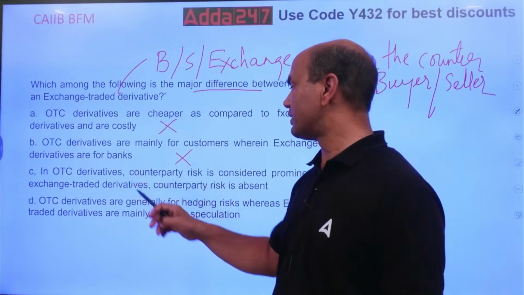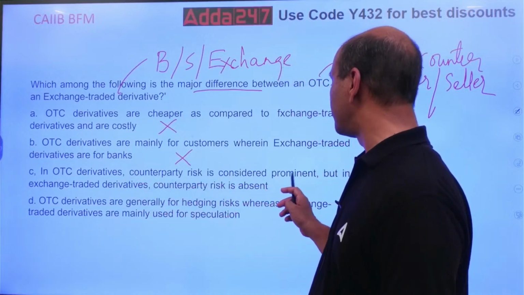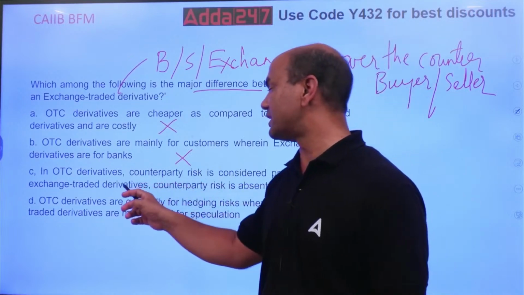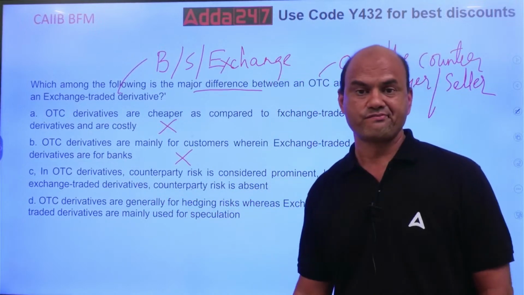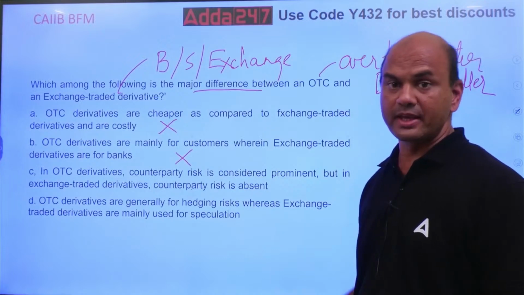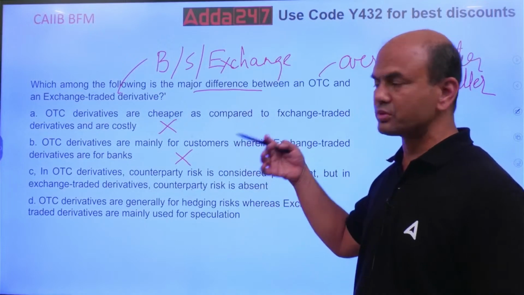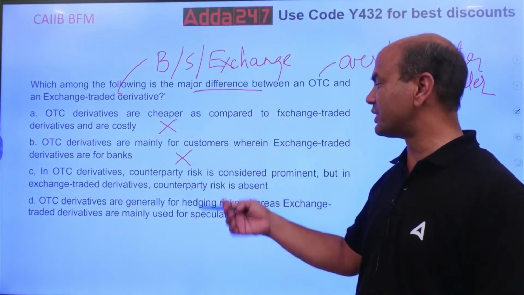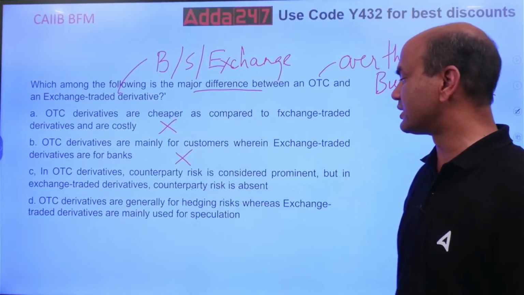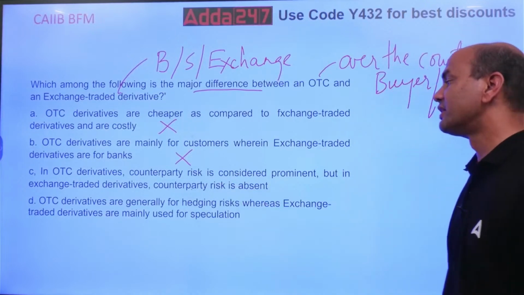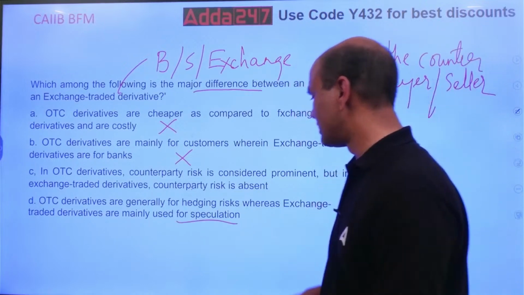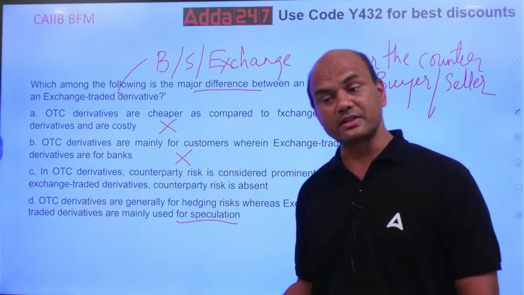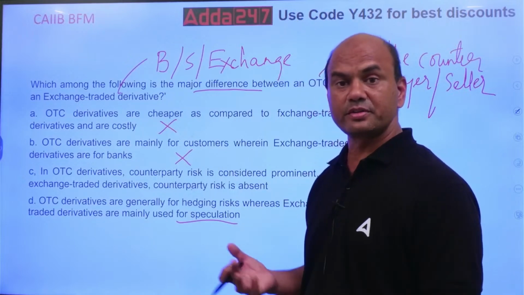In OTC derivatives, counterparty risk is considered prominent. But in exchange traded derivatives, counterparty risk is absent. Think over this. I have crossed these two, but think over this. And the last one is what? OTC derivatives are generally for hedging risk, whereas ETC are mainly used for speculation. Means exchange traded derivatives are for speculation.